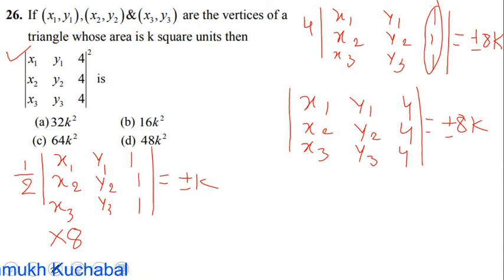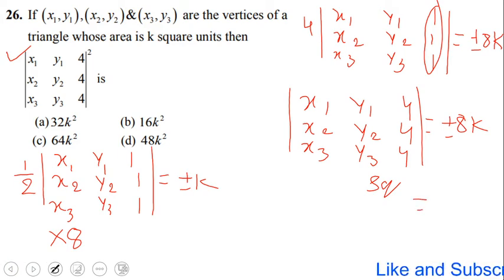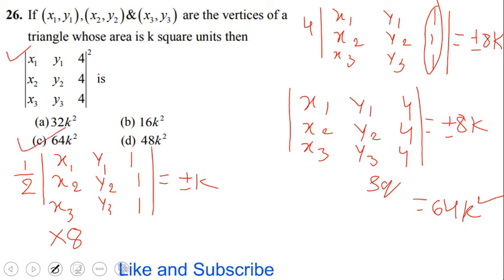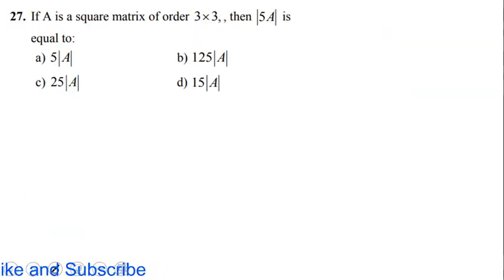Further, since the square is there, we'll do squaring on both sides. The LHS I am not writing here, so we'll get that part only. RHS squaring: plus or minus squared is plus only, 8 squared is 64, so we get 64 k squared. So option C is the right answer here. So like this we have to simplify. Okay, we'll move to our next example.